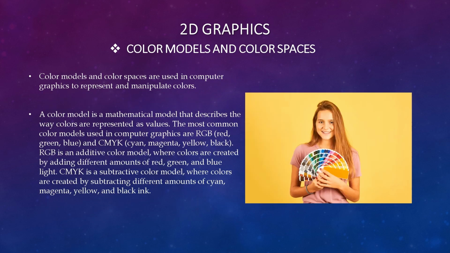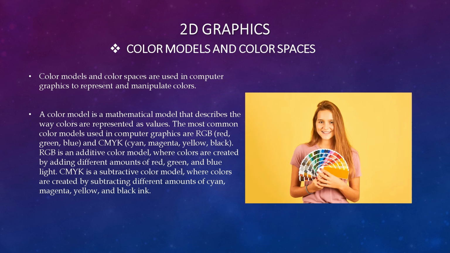Color models and color spaces are used in computer graphics to represent and manipulate colors. A color model is a mathematical model that describes the way colors are represented as values. The most common color models used in computer graphics are RGB (red, green, blue) and CMYK (cyan, magenta, yellow, black). RGB is an additive color model, where colors are created by adding different amounts of red, green, and blue light. CMYK is a subtractive color model, where colors are created by subtracting different amounts of cyan, magenta, yellow, and black ink.